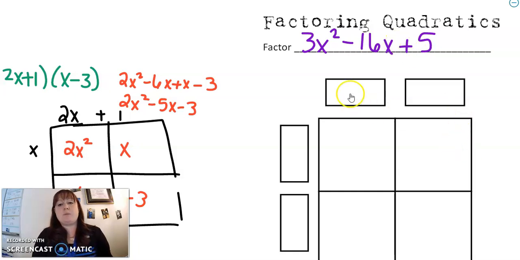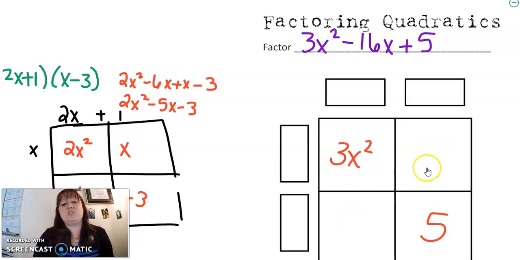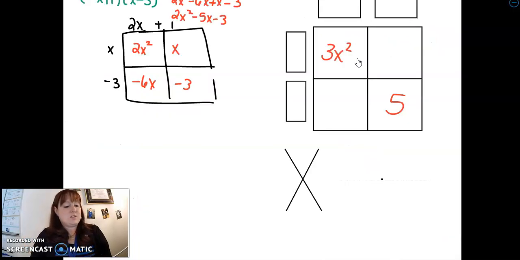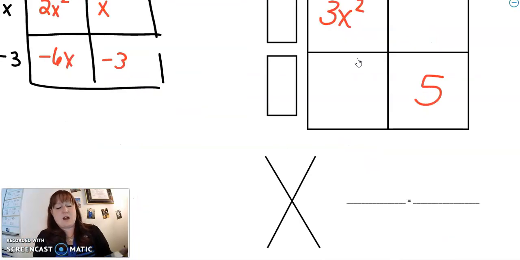So I know that when I multiply the first 2 terms, I'm going to get this first term, right? When I multiply those two together, I get 3x squared. And when I multiply the last 2 terms together, I get 5 down in here. The thing that I don't know is what these two are, because I know that these two added together to be negative 16, but I don't know anything else. So we can organize our thoughts here in a little x, and say, all right, I know that the two of them, when added together, equal negative 16x. I know that.